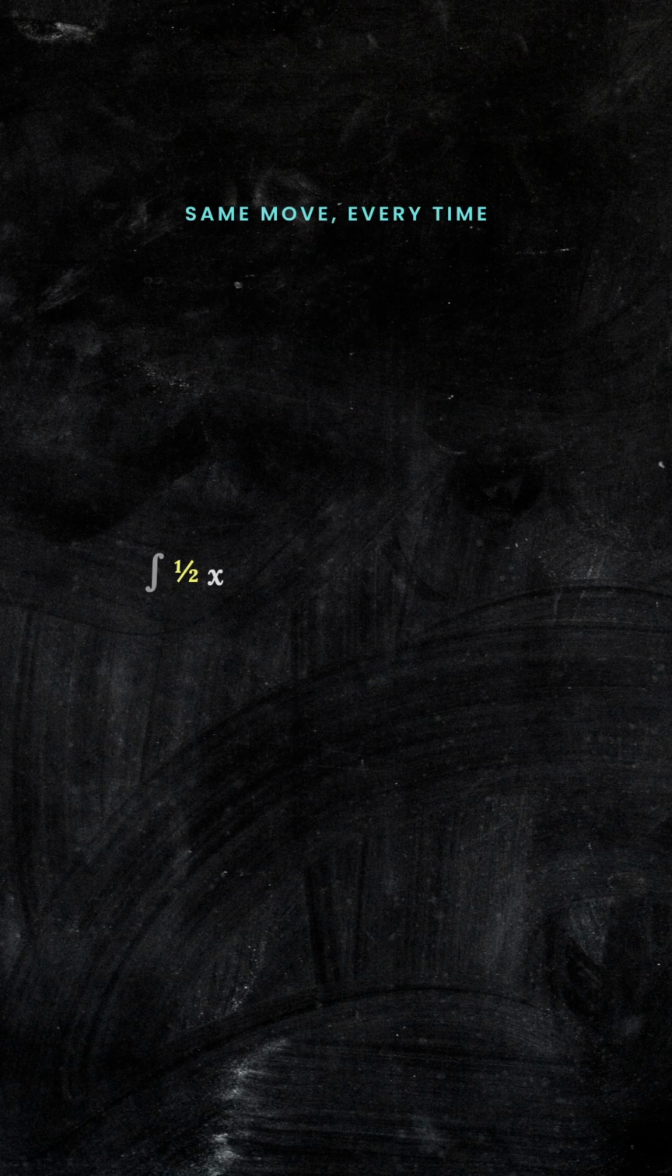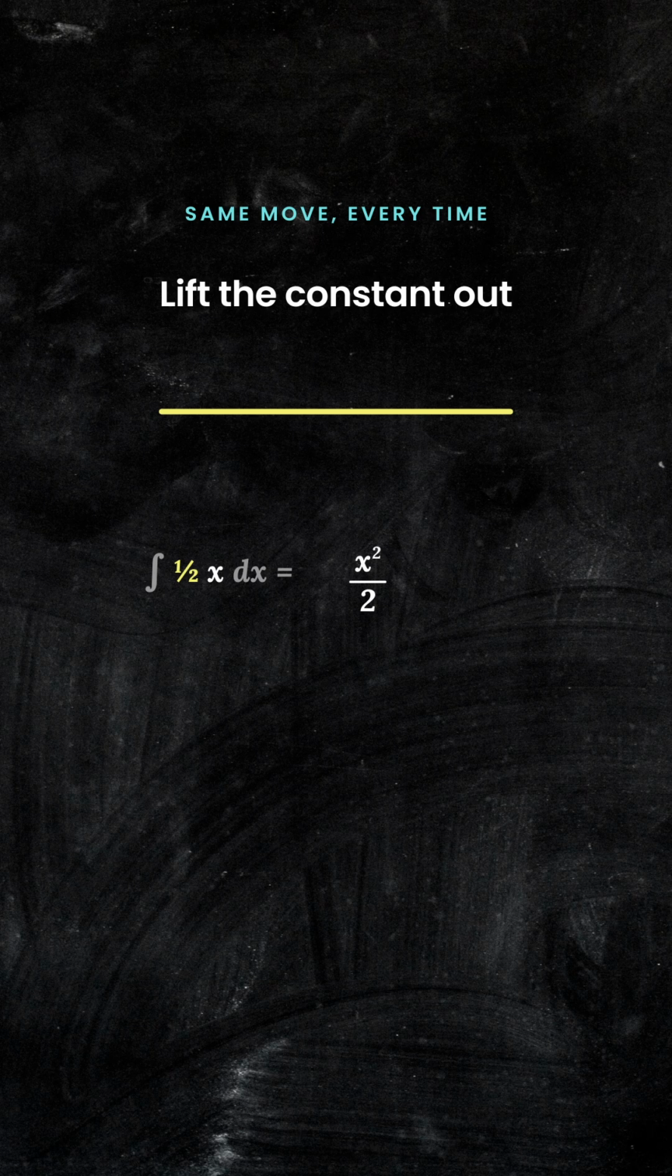1/2 times x, same thing, we take the half outside and integrate the x, then we take the half and multiply it by the result. 2 times an exponential function, here we have e to the power of x, we take the 2 outside and integrate the exponential function as we saw in the previous lesson, then multiply 2 by the result.